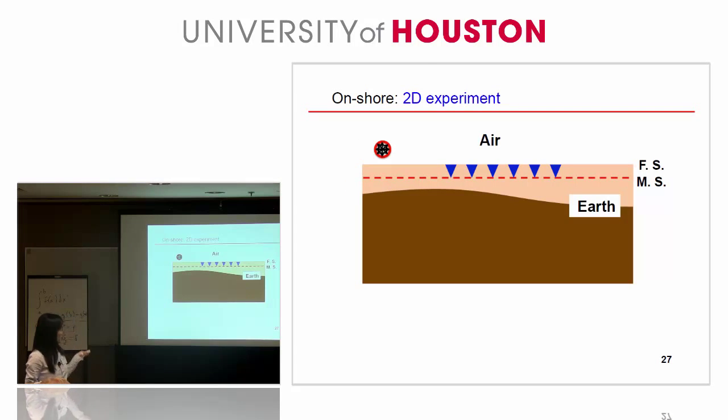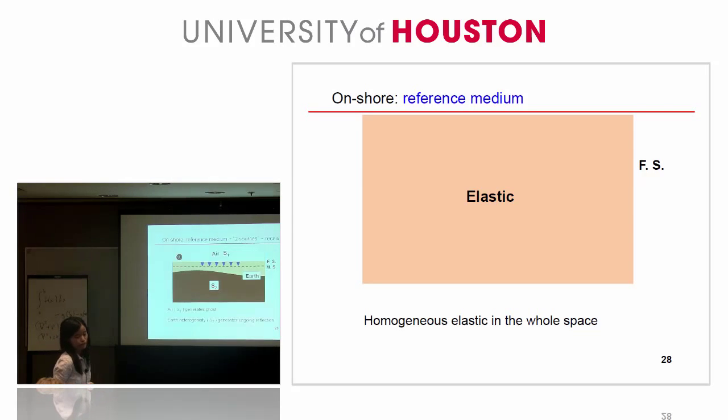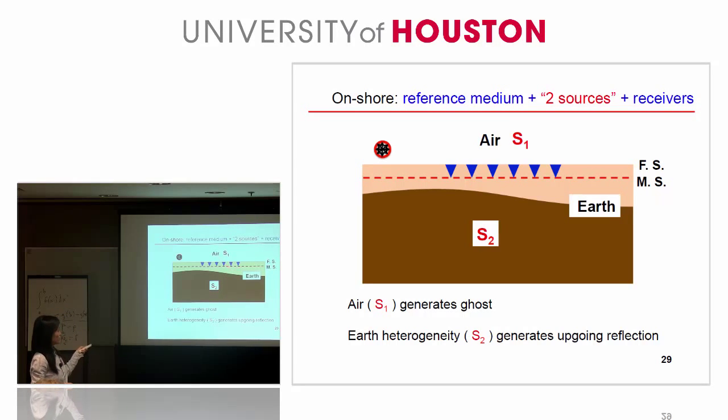And again, this is our experiment, the sixth experiment, but there is no reference wave now. And at this time, we choose the reference medium to be a homogeneous elastic whole space. And this reference medium has its property agree with the actual Earth along the measurement surface. Then now we can have these two sources. The first source is the air perturbation, and it will give you the ghost. And the second source is the Earth's heterogeneity. It will give you the upgoing reflection.